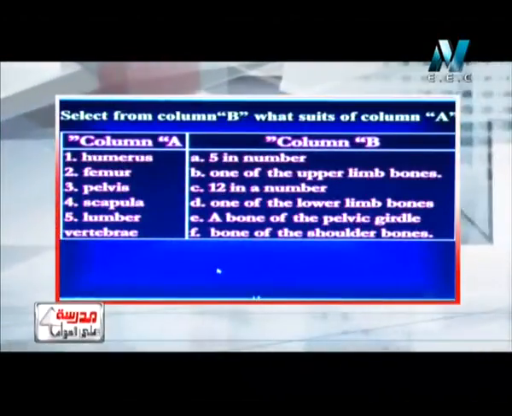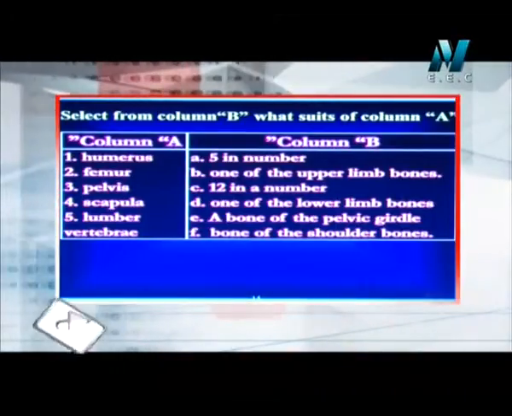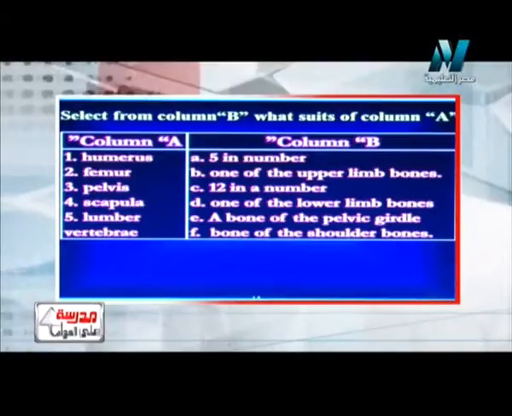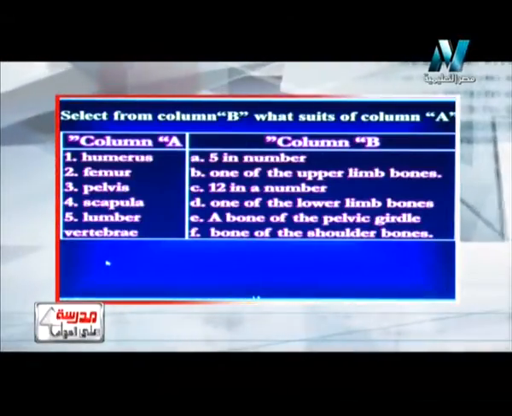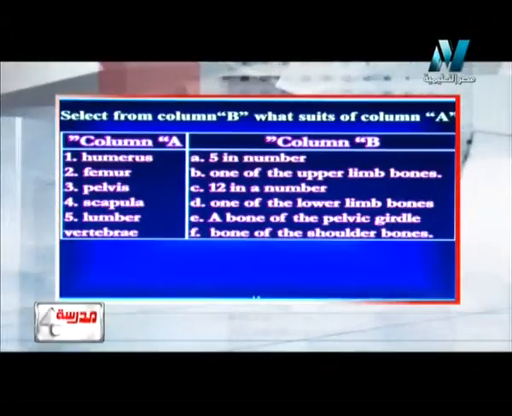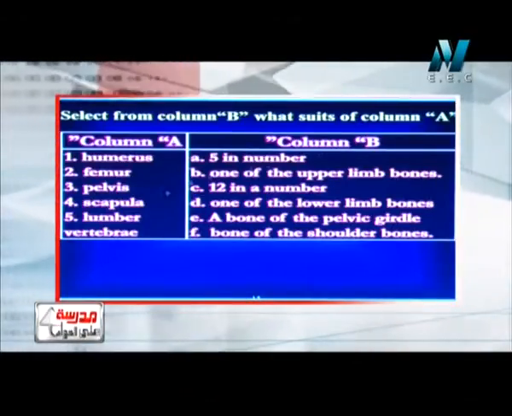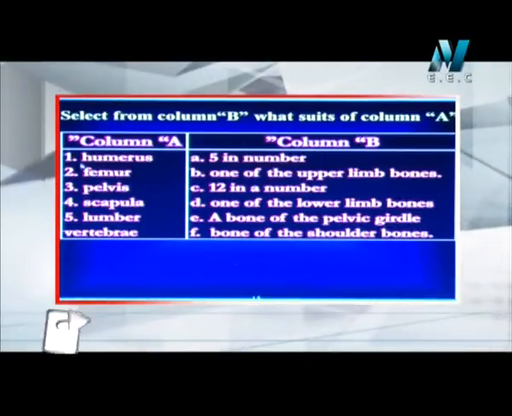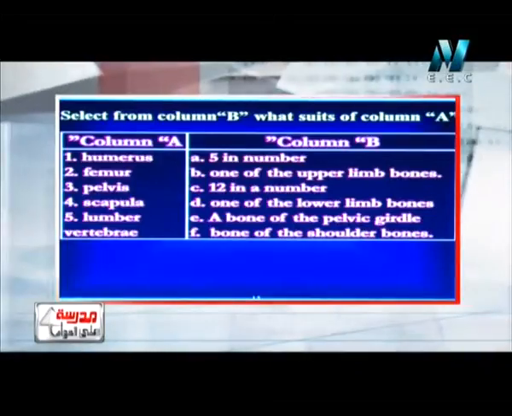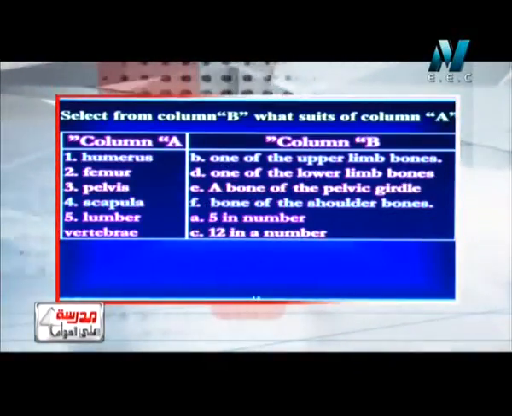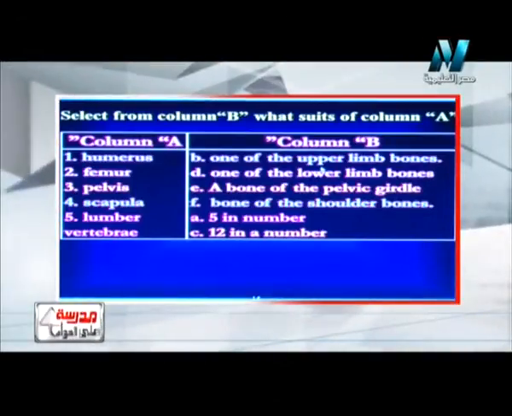The next question is a match question. Select from column B what suits column A. Column A: 1, the humerus; 2, femur; 3, pelvis; 4, scapula; 5, lumbar vertebra. So what about the humerus bone? It is connected with B in column B, one of the upper limb bones.